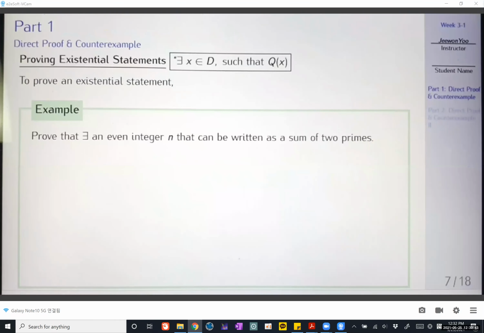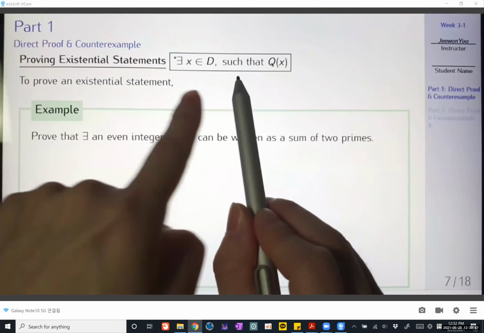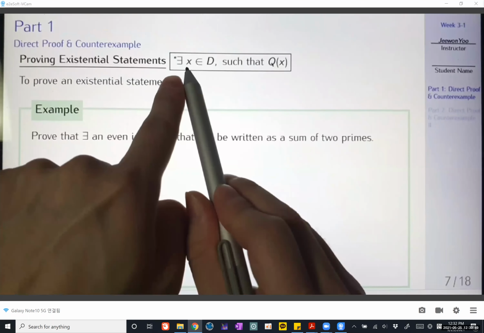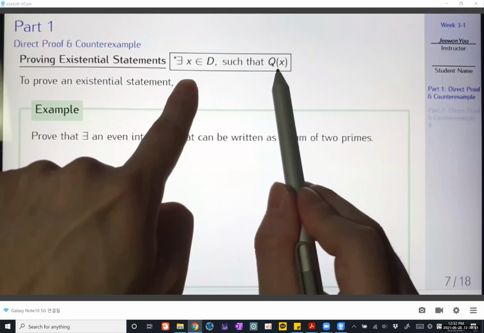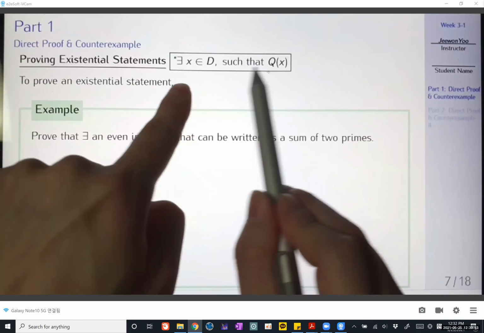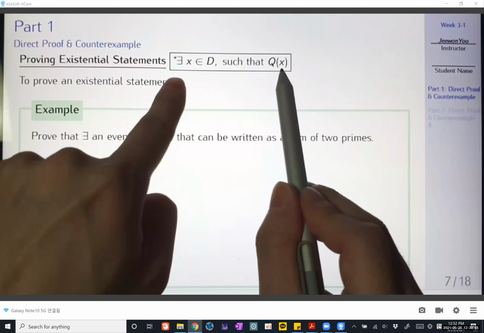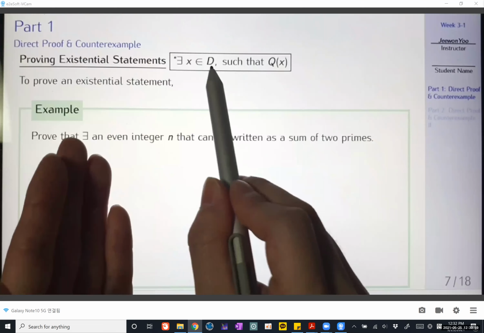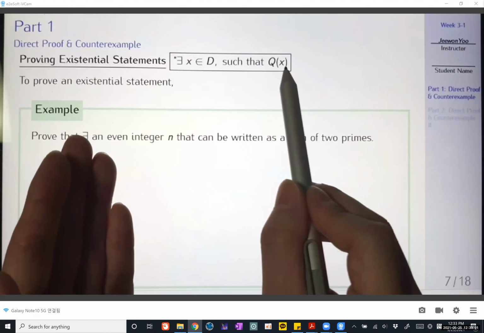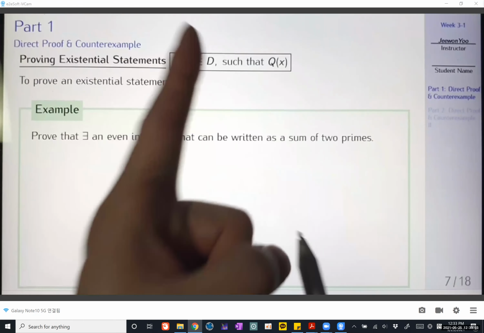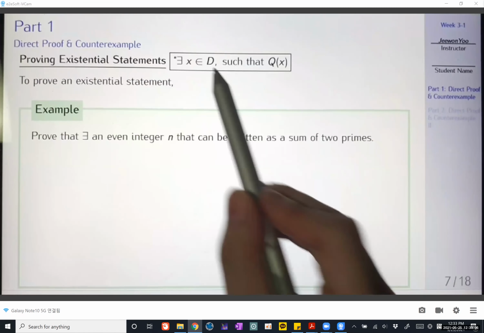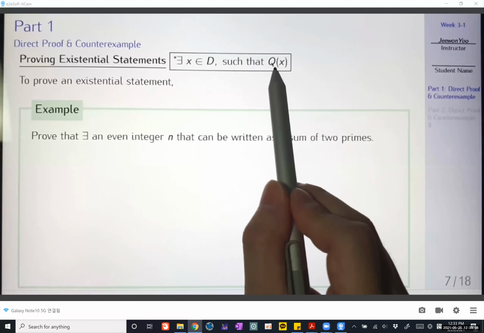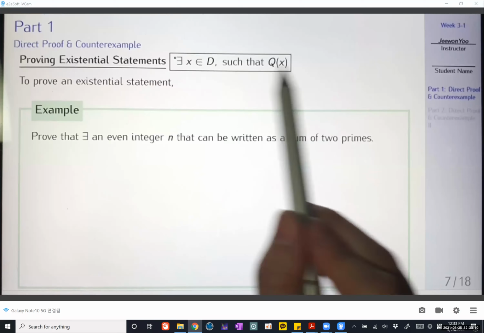Proving existential statements. You guys know when we prove a statement like this, there exists x in D such that the predicate Q of x. When we want to prove an existential statement, do I need to prove every element in the domain that makes the function Q of x true? Or do I have to find only one example where this predicate is true? The first one or second one?